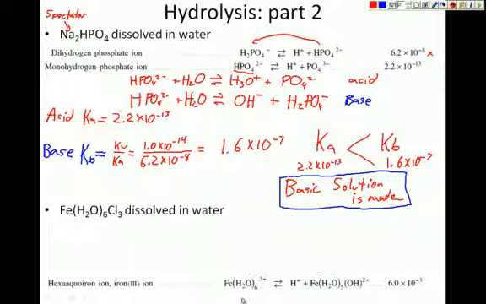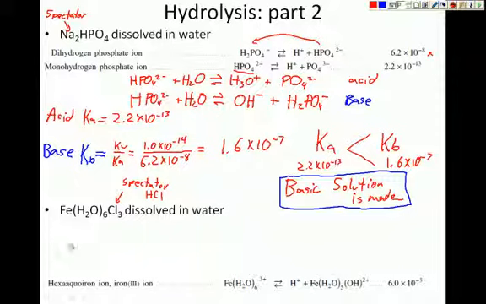Take a look at your table, and you'll find it right here on your table. Okay, and what you can see is that you can just pretty much copy this exact same thing out. Now again, Cl minus is a spectator ion. So again, let's write this right here, spectator. This is a spectator ion because it comes from the strong acid HCl. Okay, so Cl is going to be a spectator.